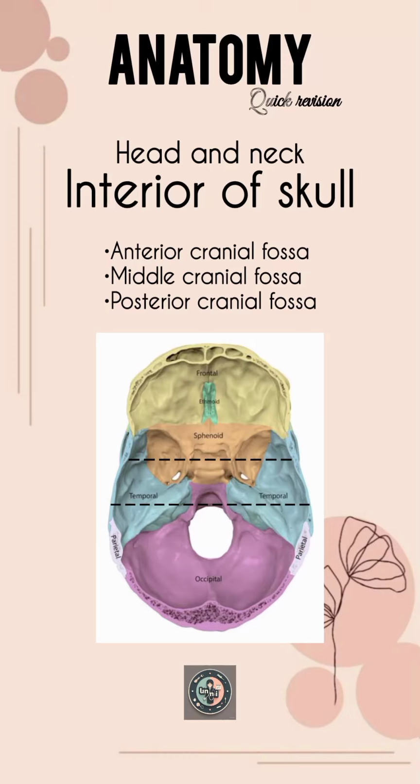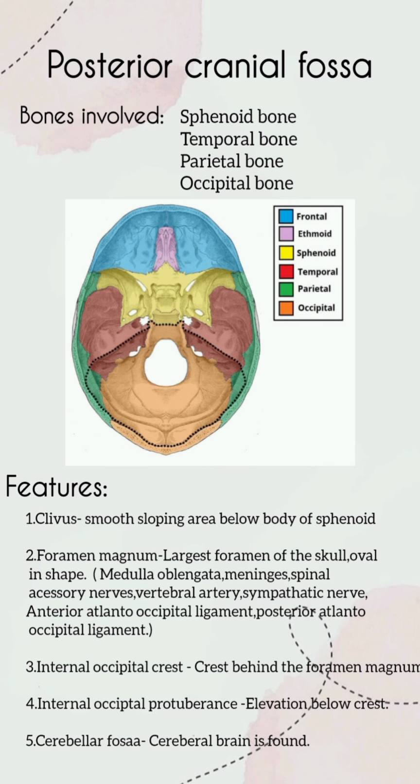Hi everyone, in this series of anatomy quick revision on the topic in head and neck, today we are going to revise the posterior cranial fossa. So the posterior cranial fossa is the most posterior part of the internal of the skull, and its boundaries are marked by the sphenoid bone, the temporal bone, the parietal bone and the occipital bone.